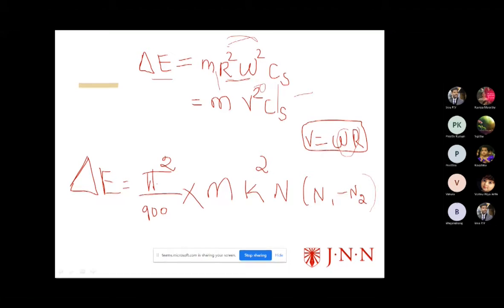So delta E, one more formula in terms of speed. Delta E equals pi square divided by 900 into m into k square into n into (n1 minus n2), where delta E is the maximum fluctuation of energy, m is the mass of the flywheel, k is the radius of gyration, n is the mean speed, n1 is the maximum speed and n2 is the minimum speed. This is the formula.